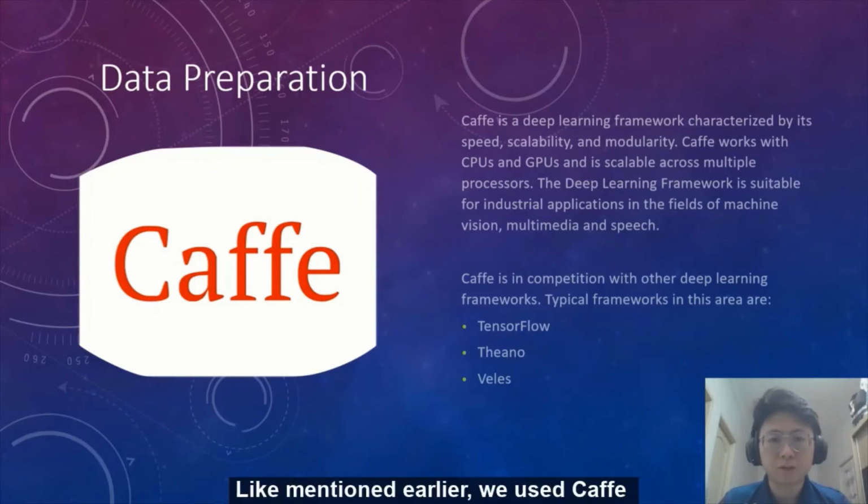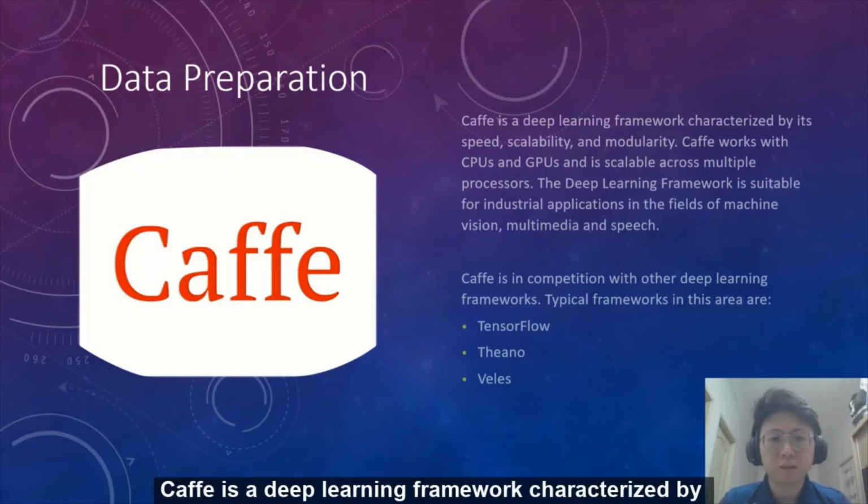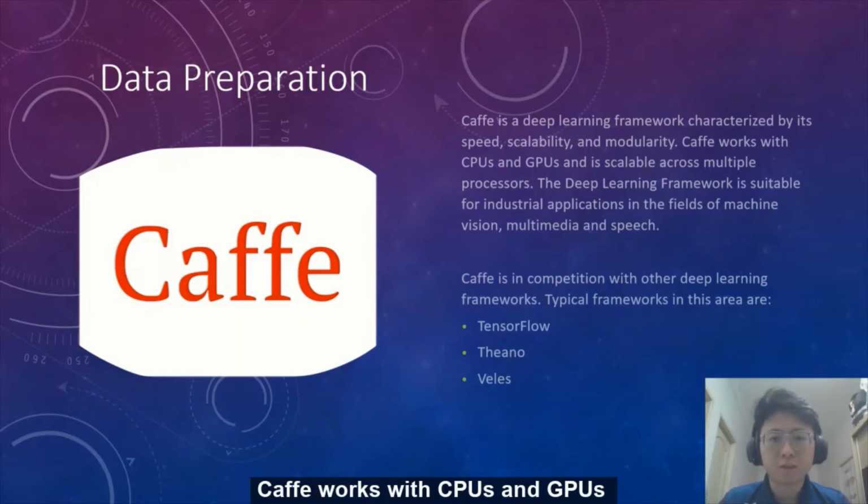Like I mentioned earlier, we use Caffe as our deep learning framework. Caffe is a deep learning framework characterized by its speed, scalability, and modularity. Caffe works with CPUs and GPUs and is scalable across multiple processors.